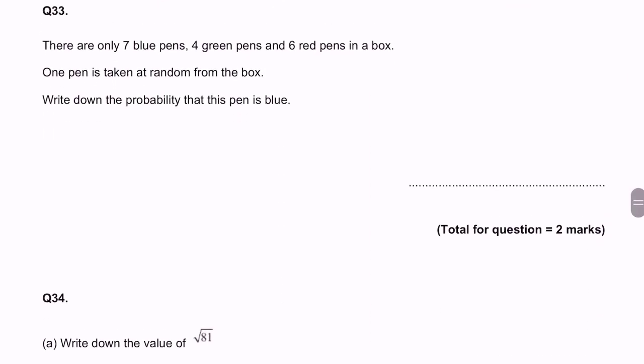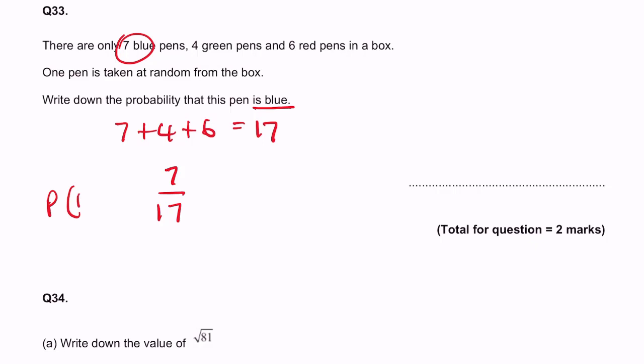There are 7 blue pens, 4 green pens, 6 red pens in a box. 1 pen is taken at random from the box. Write down the probability that this pen is blue. So we need to find out how many pens altogether. 7 add 4 add 6, which is 17 pens altogether. Probability that the pen is blue, which is 7 blue, 7 out of 17. So that's the probability of blue pens. So 7 out of 17, and that's worth 2 marks.